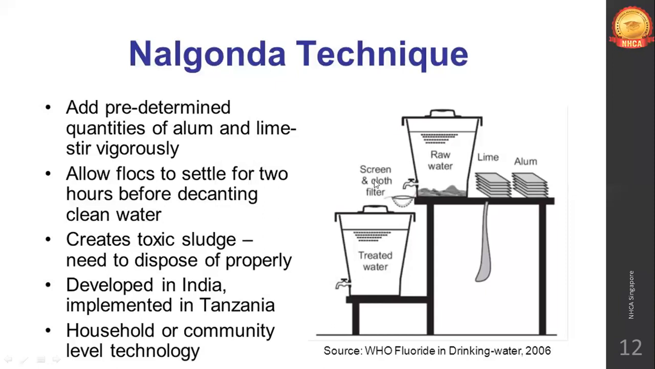To make it free from fluorine, you have to add alum and lime into the water. The amount of alum and lime used is predetermined. For 1 liter of water, this much alum or lime is required. They teach them how, health education is given to them.